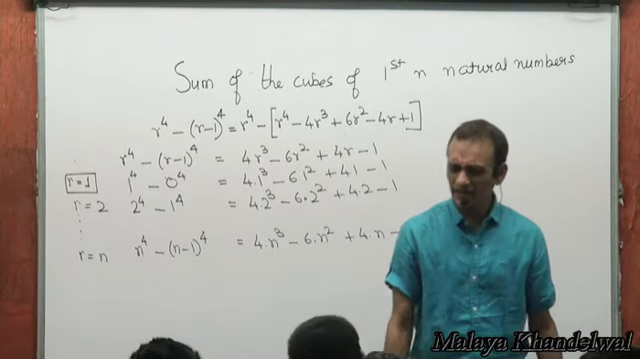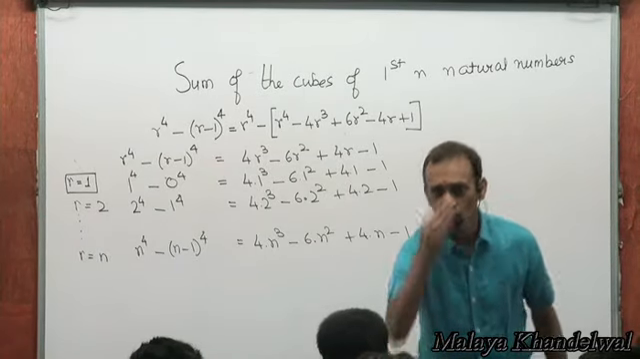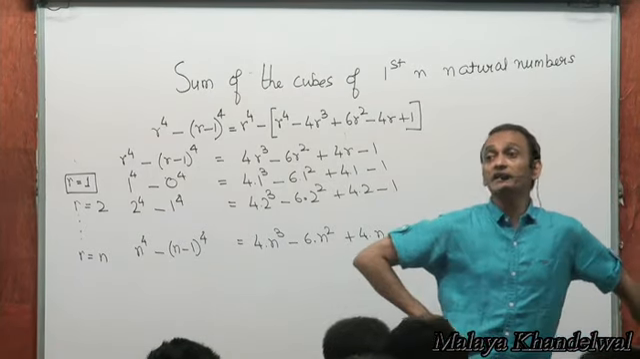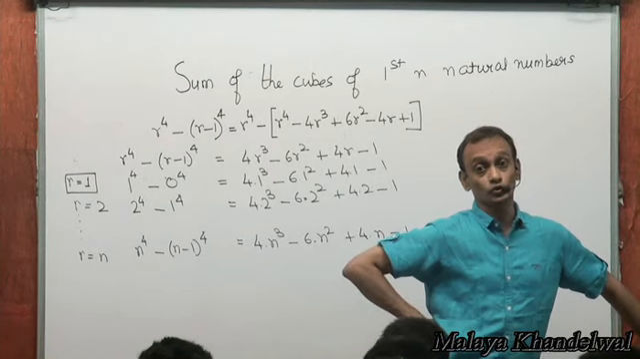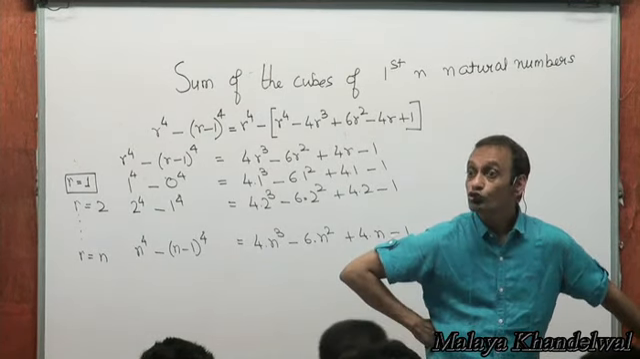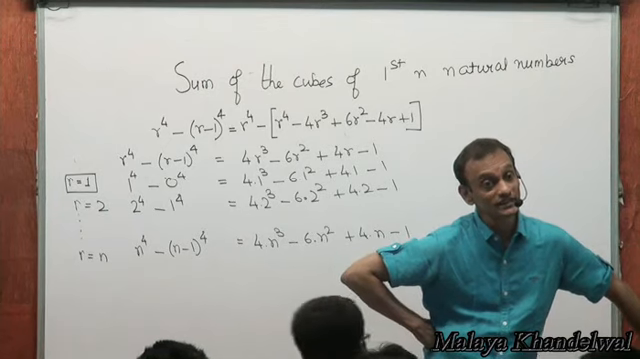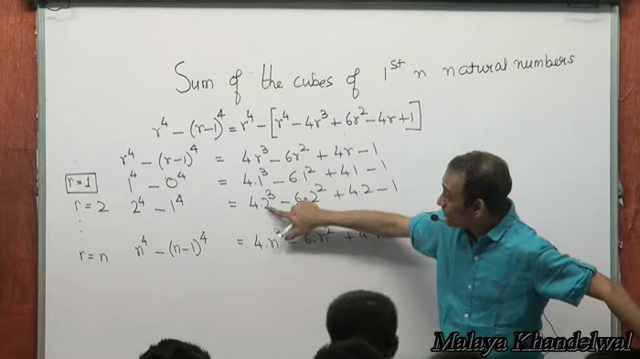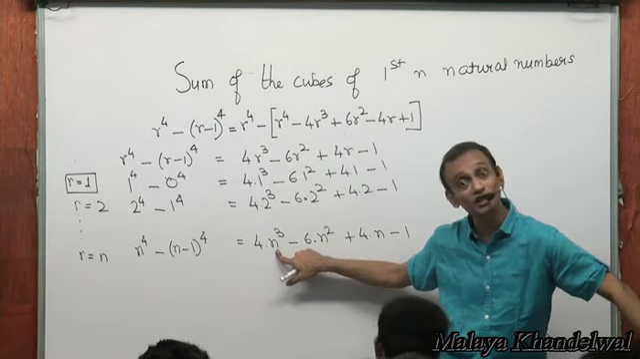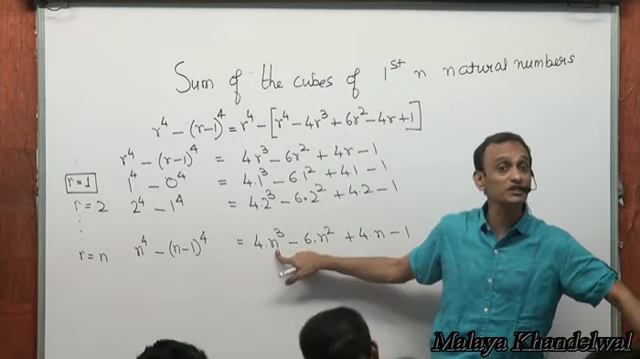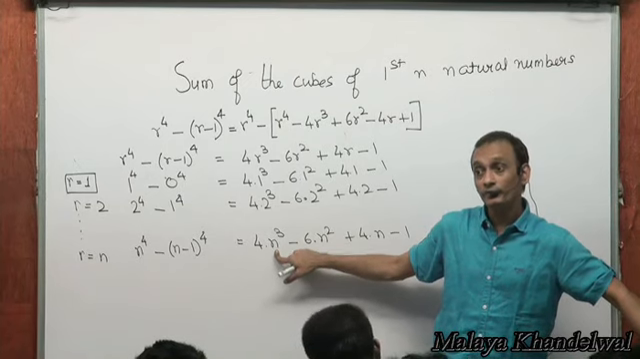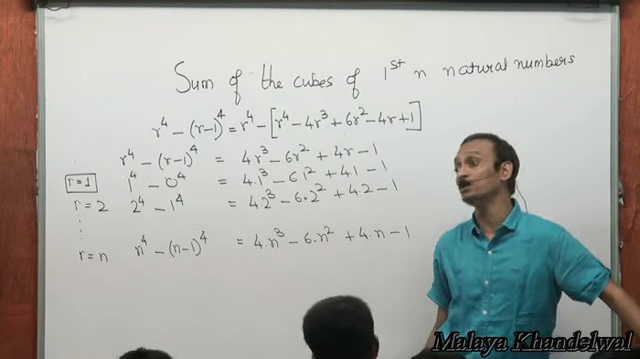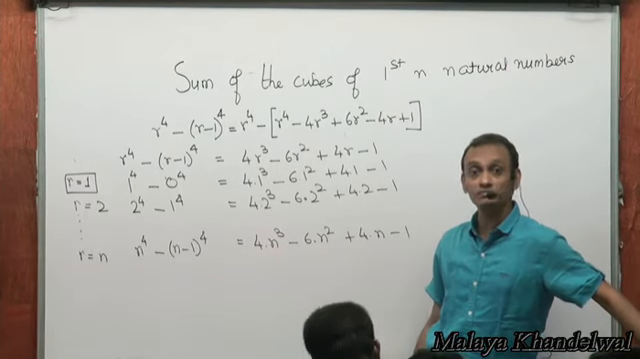Do you know what the intention of doing all this is? When I looked at the earlier identity, r cube minus (r minus 1) whole cube, the intention was to find the sum of these squares. When I do this, my intention is to find the sum of the cubes of the first 10 natural numbers. That's the objective of carrying out this exercise. I now want to find the sum of the cubes of the first 10 natural numbers.